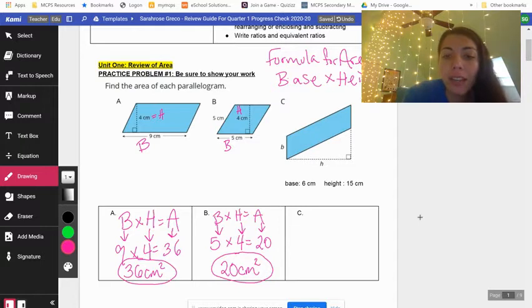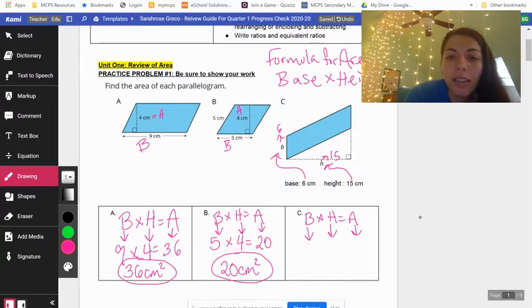In this case, my base was 6, and they're telling me that my height was 15. So I'm going to actually write them in. So base is 6, and height is 15. So again, I'm going to rewrite the formula. Base times height equals area. Base, height, area. Base is 6. Height is 15.